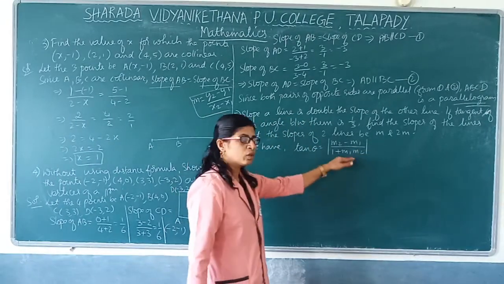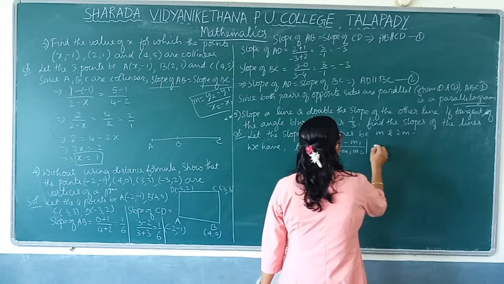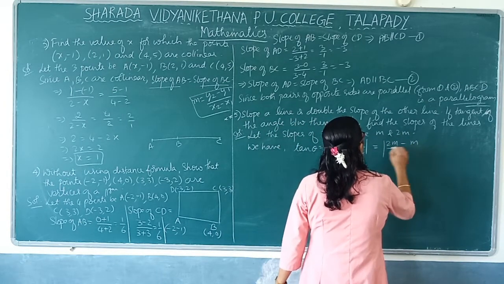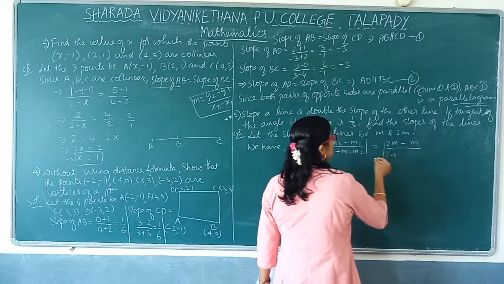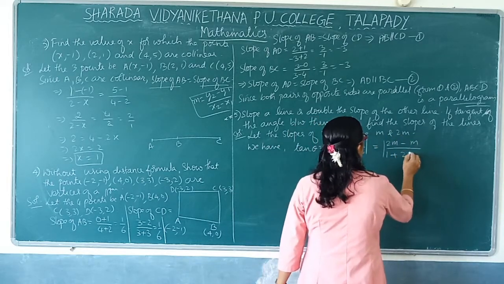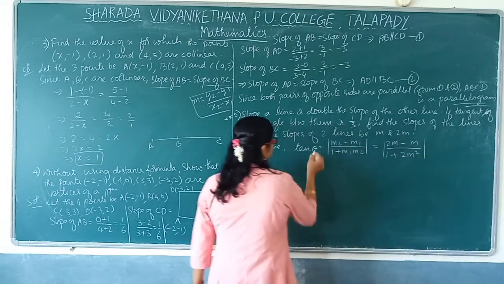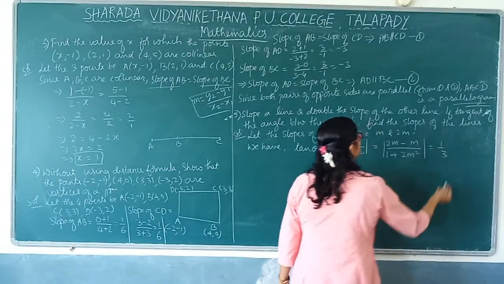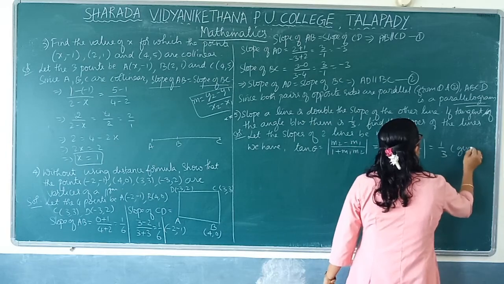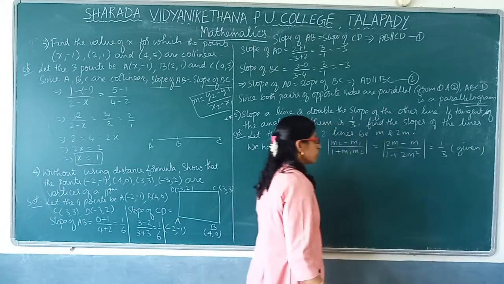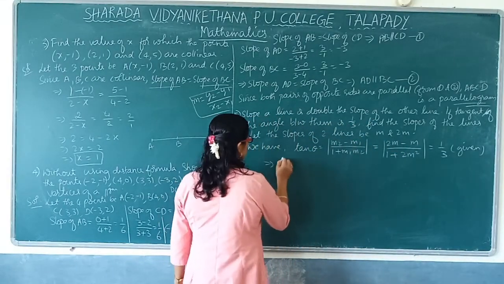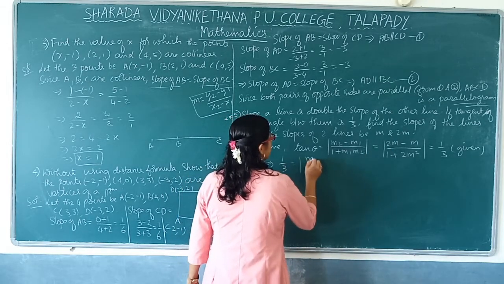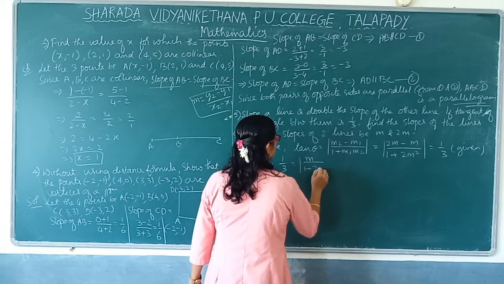I am not writing this, the denominator is not equal to 0. Substitute the values. Let us take it as 2m minus m by 1 plus m1 into m2, means m into 2m. What is that? 2m square. But the tan theta value is known. What is that tan theta value? This is equal to 1 by 3. This is given. Okay, 1 by 3 tan theta they have given. So next, we just have to simplify. 1 by 3 is equal to 2m minus m, which is m, by 1 plus 2m square.